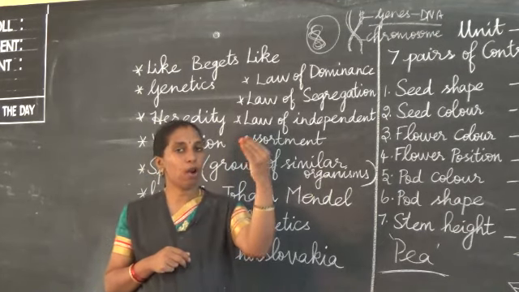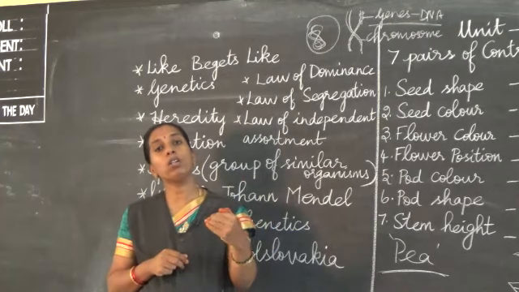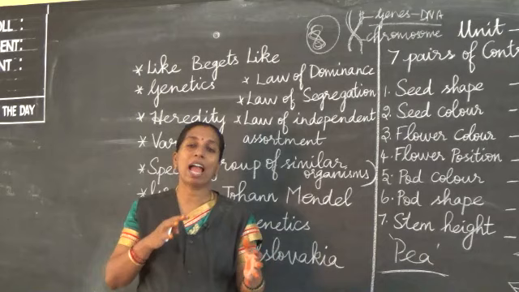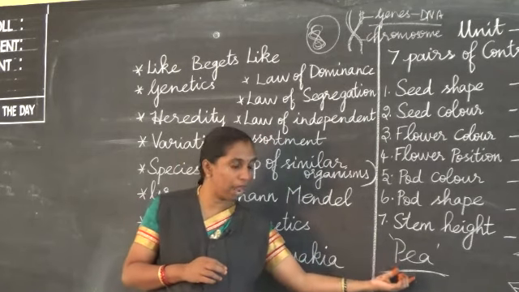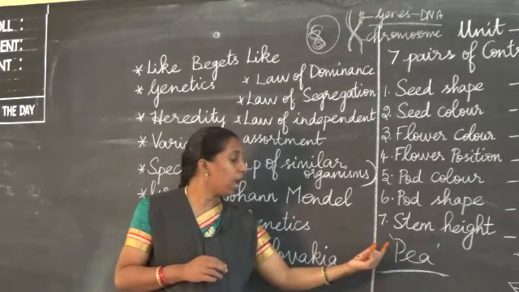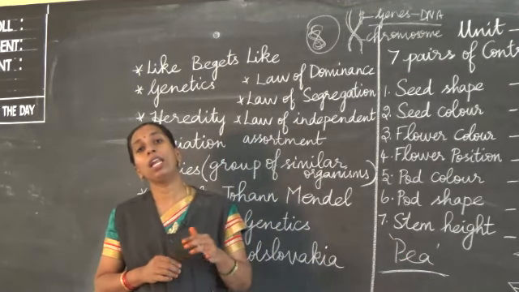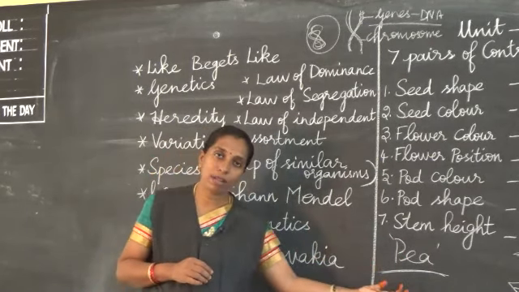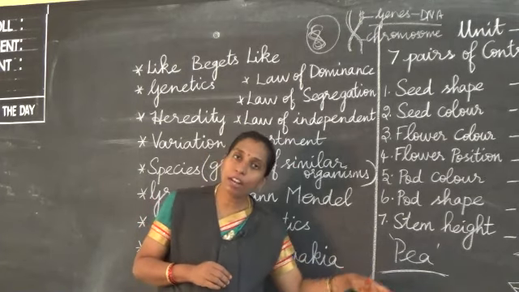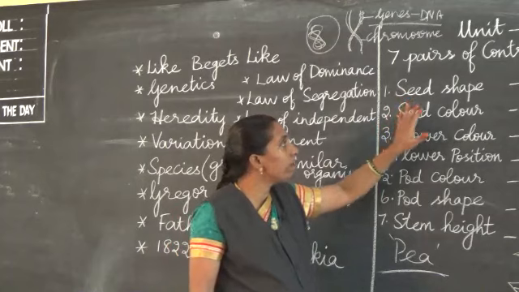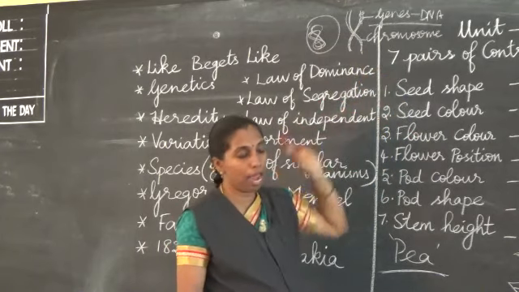He carried out experiments and he found certain characters are different. There are contrasting characters in this pea plant. So first, he carried out many experiments in this pea plant, nearly 10,000 experiments. And he found there are 7 contrasting characters that differ in this green pea plant.